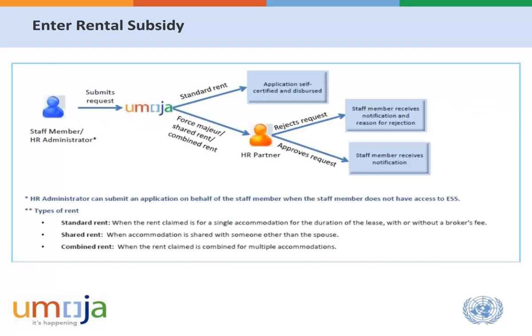If a rental subsidy is not automatically approved through ESS because the applicant has submitted an application for force majeure, sharing with someone other than spouse or combined rent, the HR partner is responsible for the following actions.